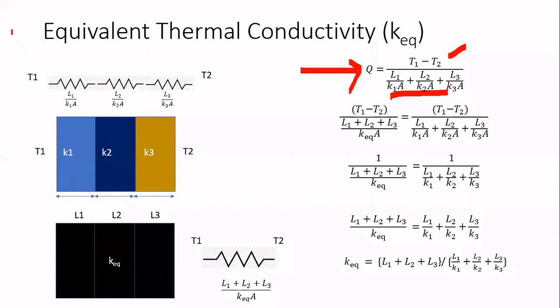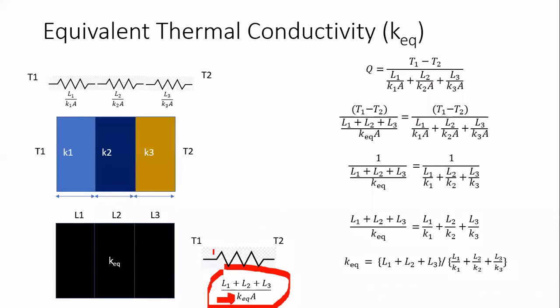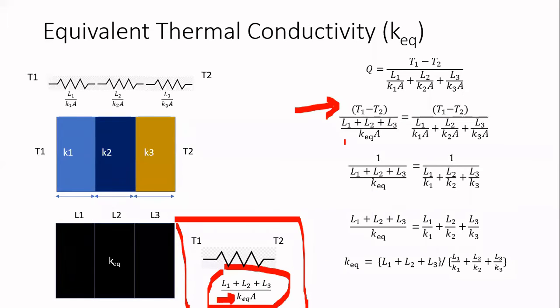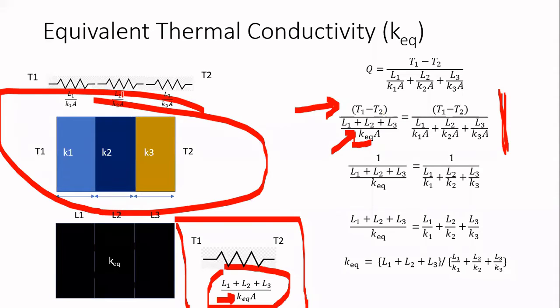Now, in order to find the equivalent thermal conductivity for the given case, we are going to assume that instead of these three materials, we had a single material, which has been given in black over here. Again, we can find the rate of heat transfer in the case which we have assumed. In our case, the rate of heat transfer will be given by T1 minus T2 divided by L1 plus L2 plus L3 divided by K equivalent multiplied by area. Now, K equivalent is the thermal conductivity of this material, for which we are going to get the same rate of heat transfer which we got in the previous case. So is the concept of equivalent thermal conductivity clear to all?